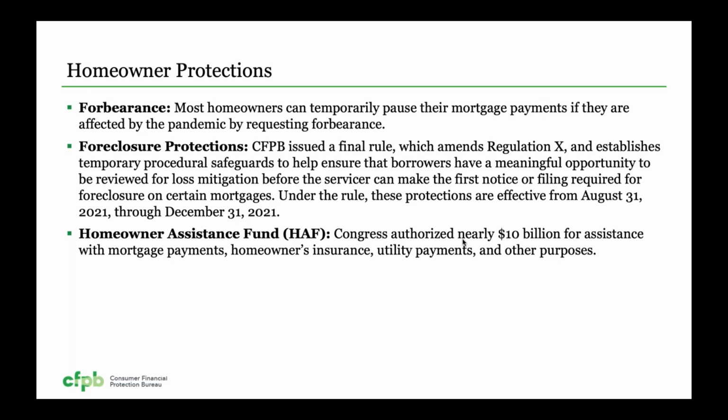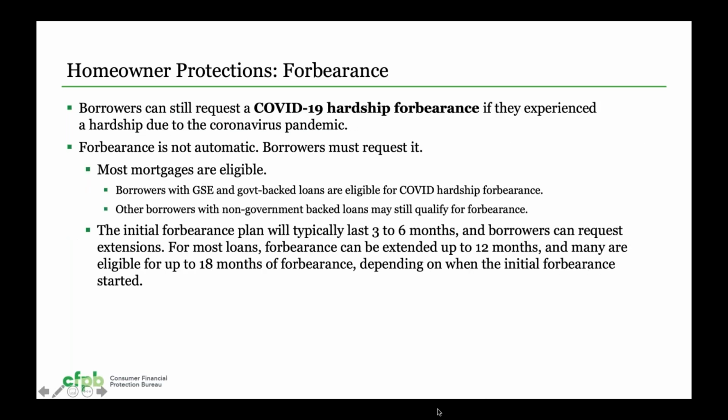And then the last one is the Homeowners Assistance Fund. So Congress authorized nearly $10 billion, which is a lot of money, for assistance with mortgage payments, homeowners insurance, utility payments, and other purposes. Now, I want to be clear, this is a different and additional pot of money from the emergency rental assistance, which you'll also hear us talking about. So two pots of money. This one is for homeowners. And I won't touch on that a whole lot because those programs are still kind of ramping up, but I want you to know that that's out there.